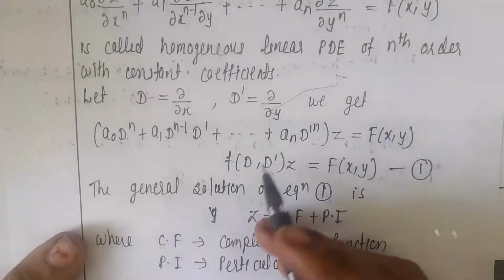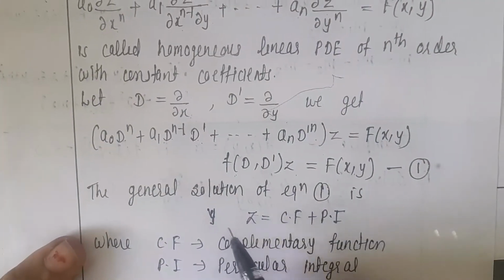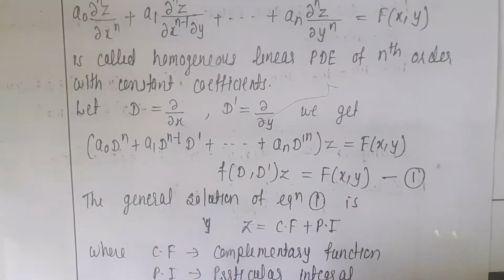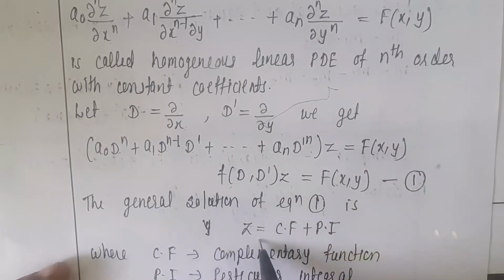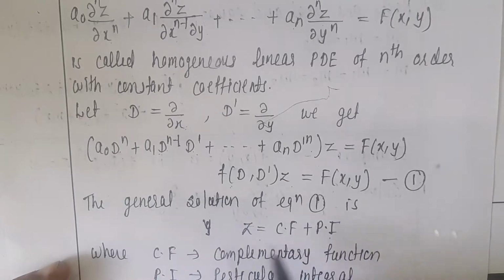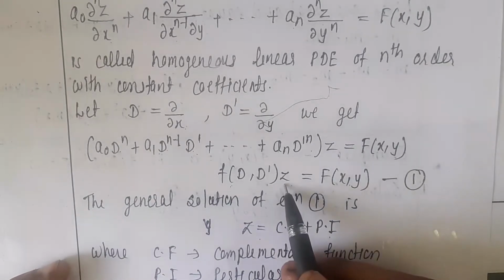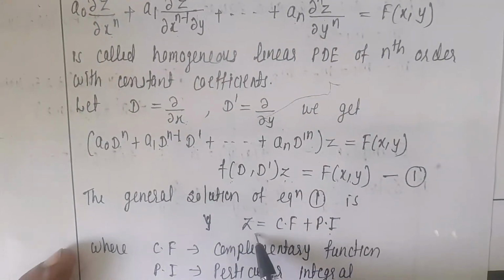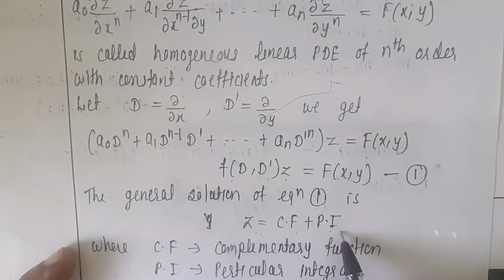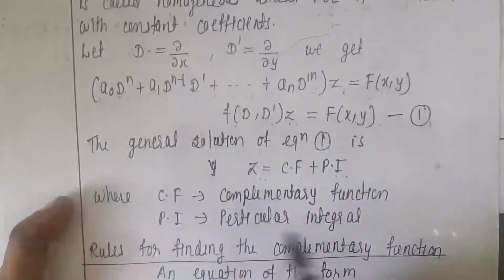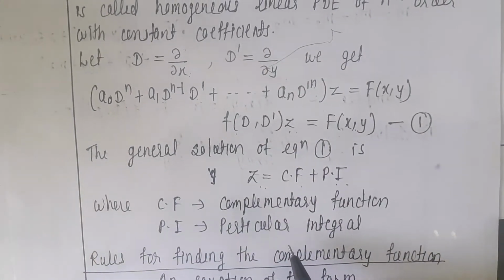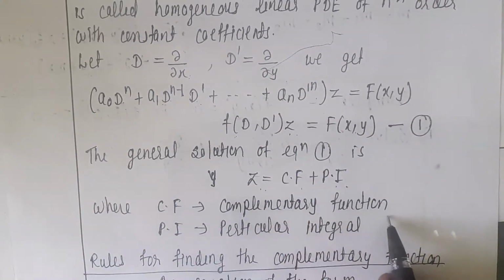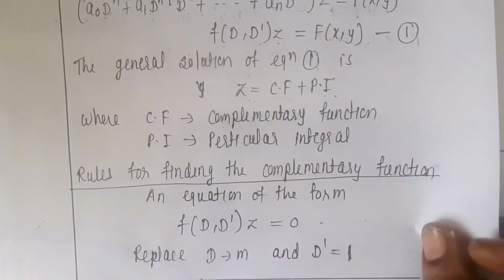Now to find out solution of this, we have seen in previous unit how to find out solution of differential equation. Its general solution is CF plus PI, where here z is dependent variable, that's why solution is z is equal to CF plus PI, where CF we know that it is a complementary function and PI is particular integral. Now there are rules to find out complementary function. So how to find out complementary function?